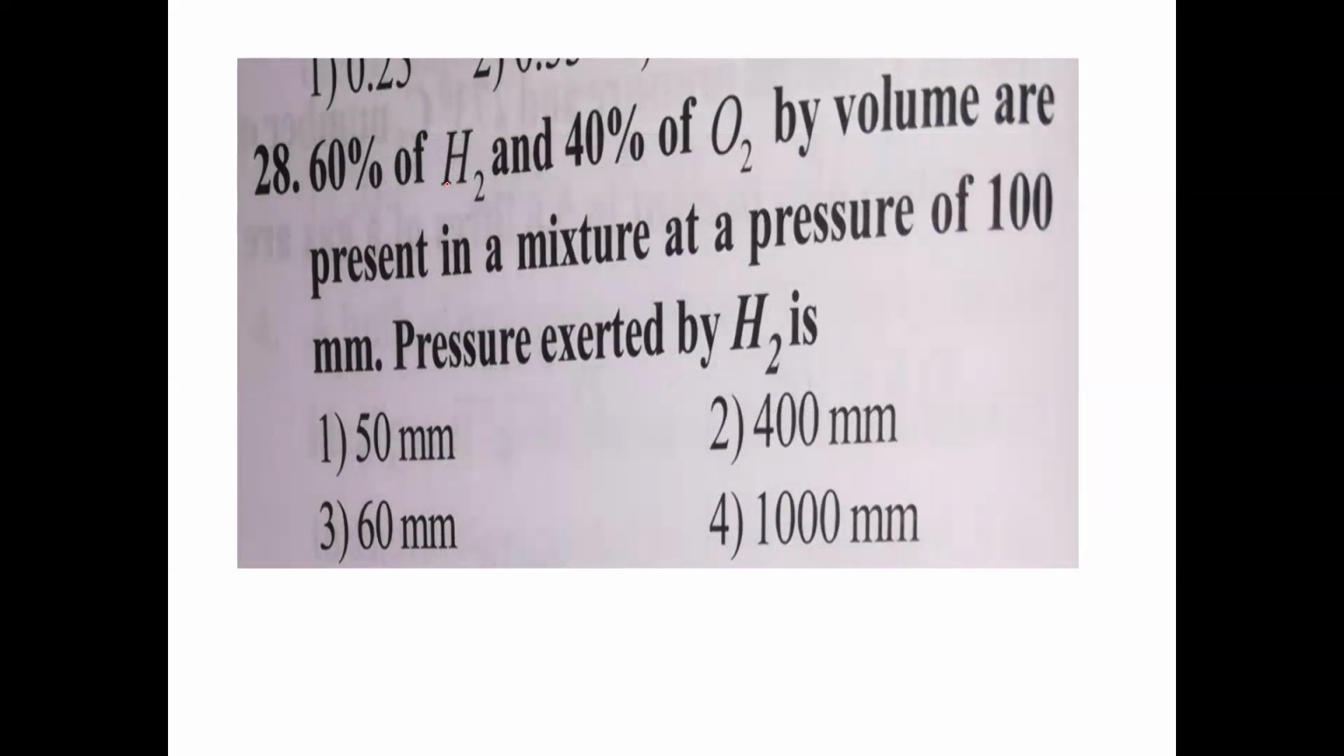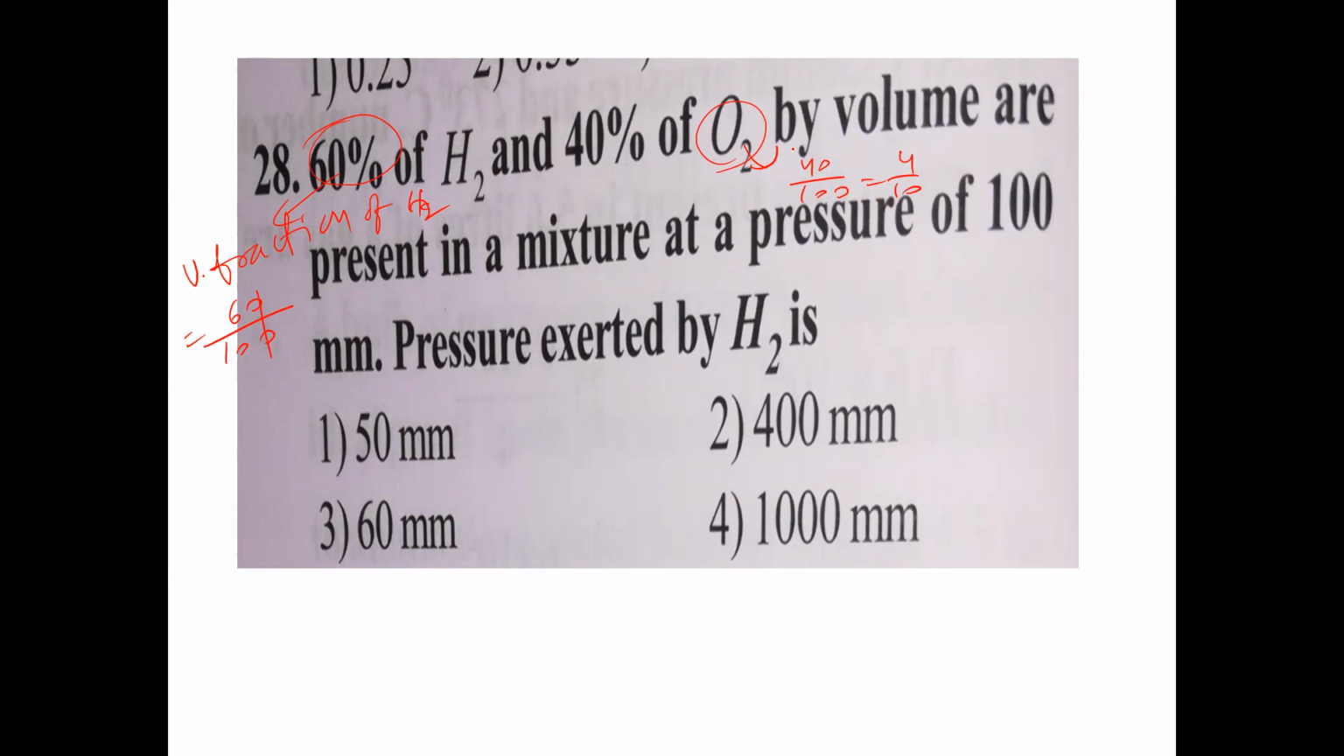Next, here 60% of H2 and 40% of O2. The volume fraction is given here. So what is the volume fraction of H2? Volume fraction is nothing but mole fraction here. The volume fraction of H2 is 60% per cent, per 100, so 6 by 10. That is the fraction of hydrogen gas. And the volume fraction of oxygen is 40%. 40% means 4 by 10, so 2 by 5. Like this, we have taken the fractions.